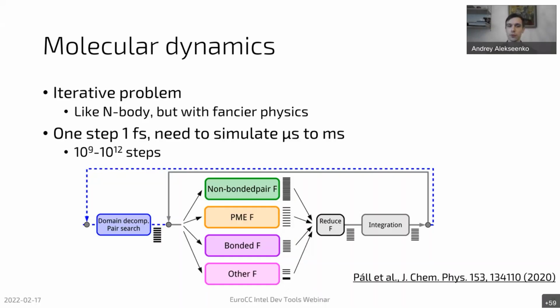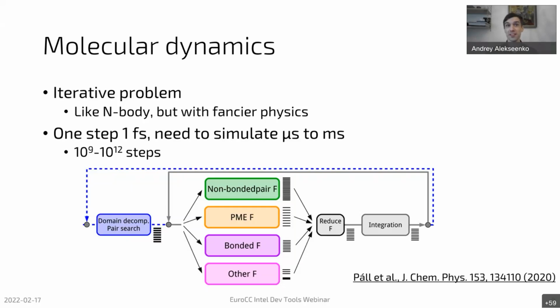So we need to do a lot of steps. And each step is very similar. We probably do some balancing and pair search to optimize the non-bonded interactions. Then we compute all the different forces, shown as colorful rectangles here. Then we reduce those forces to get the total force acting on each particle. We integrate the equations of motion, rinse and repeat many, many times.